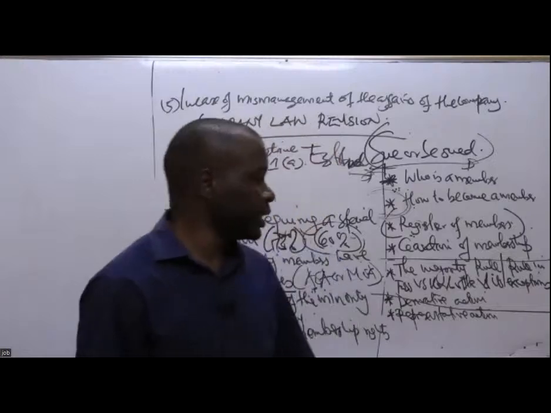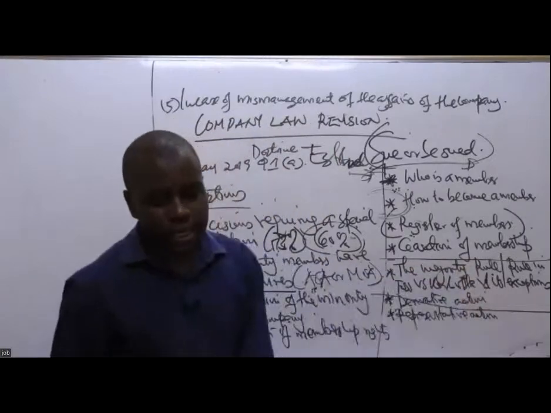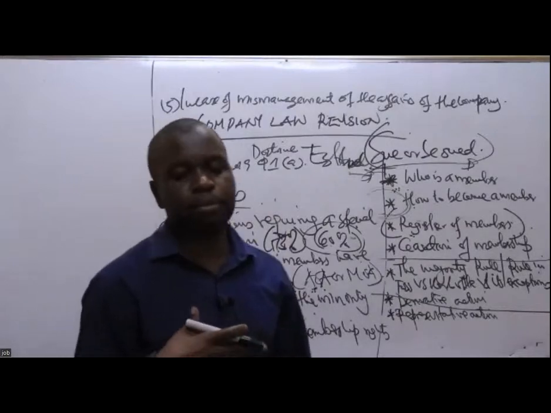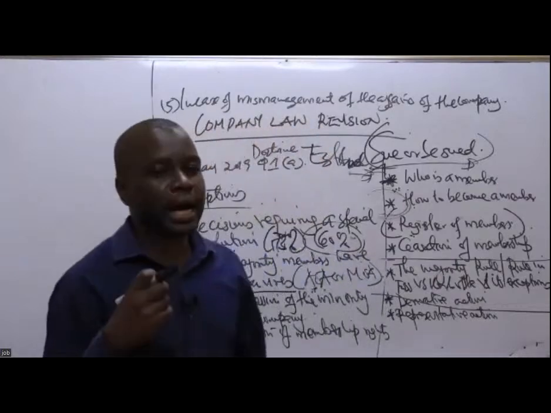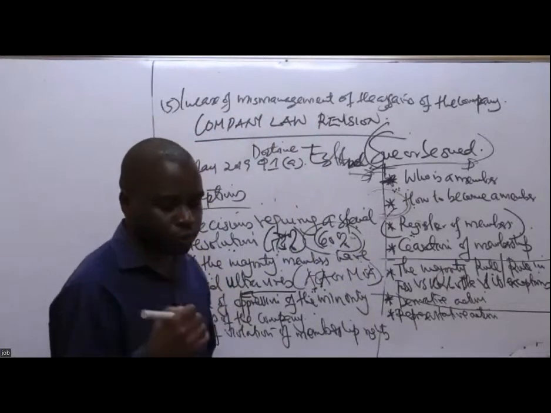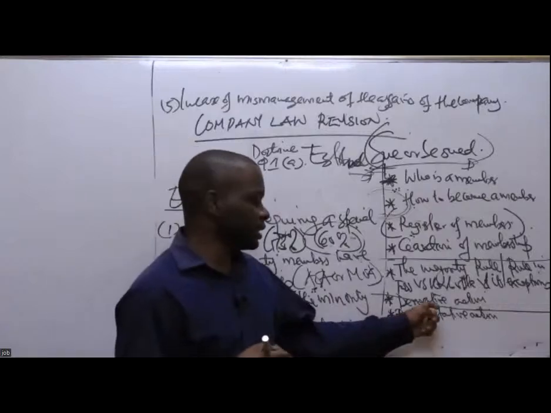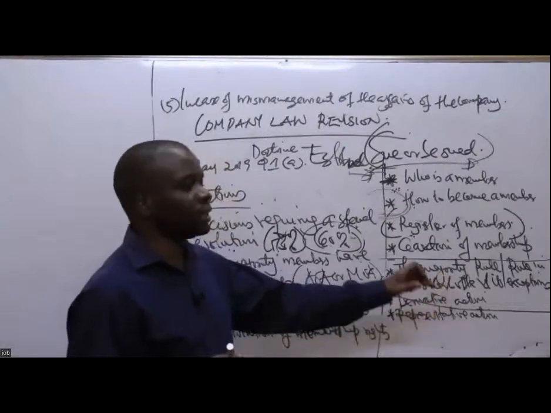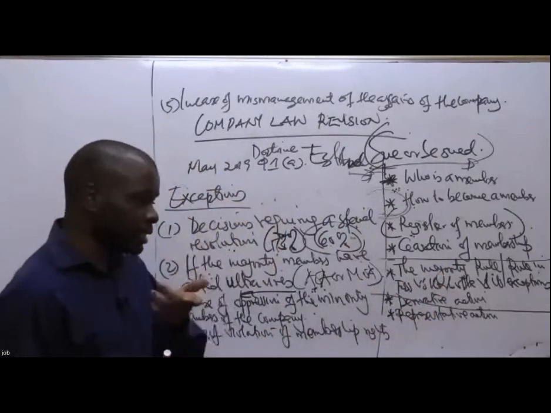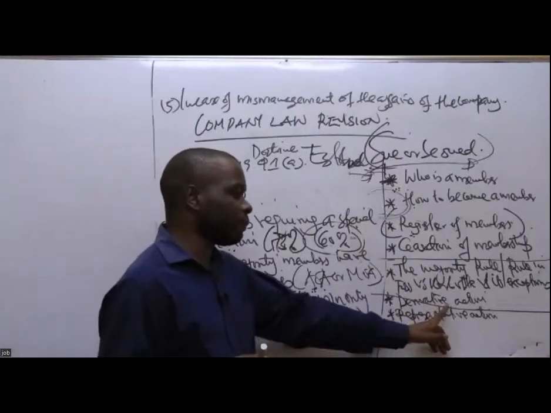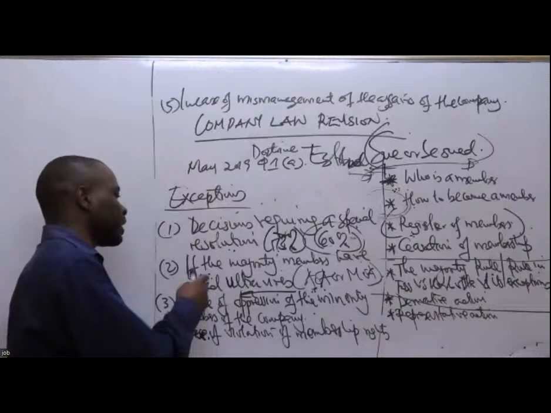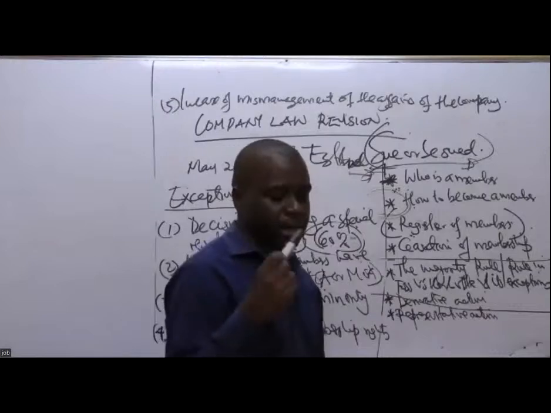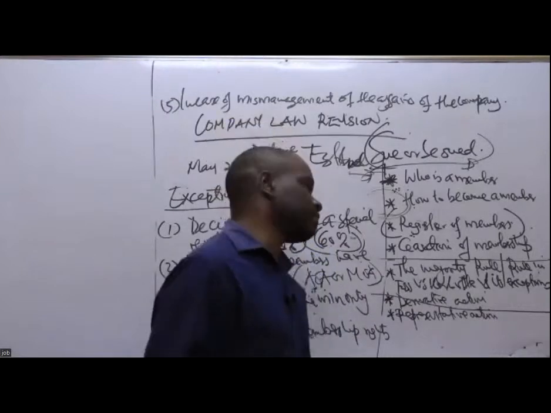Because the majority rule does not always prevail, it has exceptions. Under the exceptions, a member of a company or a person can bring an action to remedy any wrong done to the company. That action brought before the court of law is known as a derivative action. You can only do it under the exceptions, because the rule says you cannot bring the action. But on the other side, under derivative action, you can bring an action under the exceptions to remedy any wrong done to the company. That particular action is known as a derivative action.